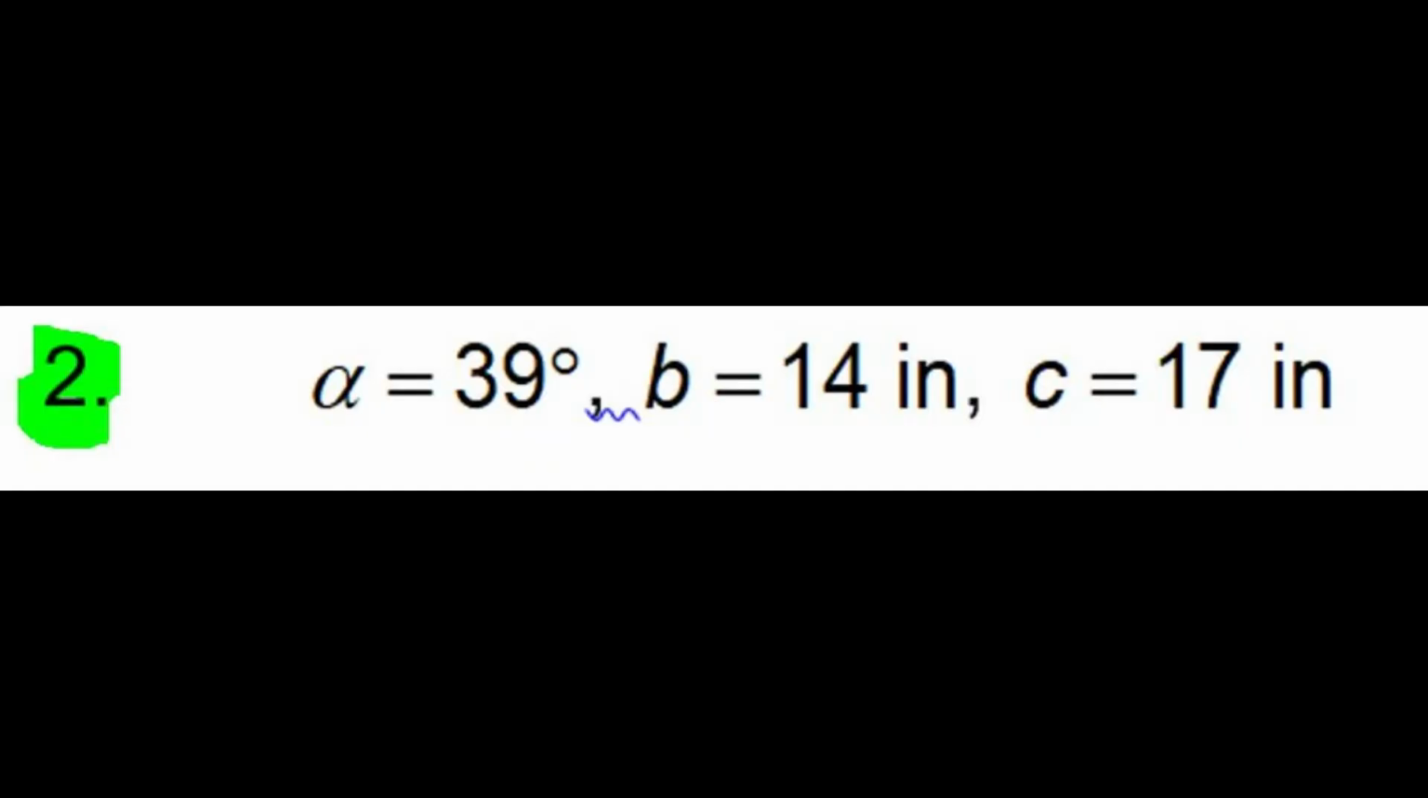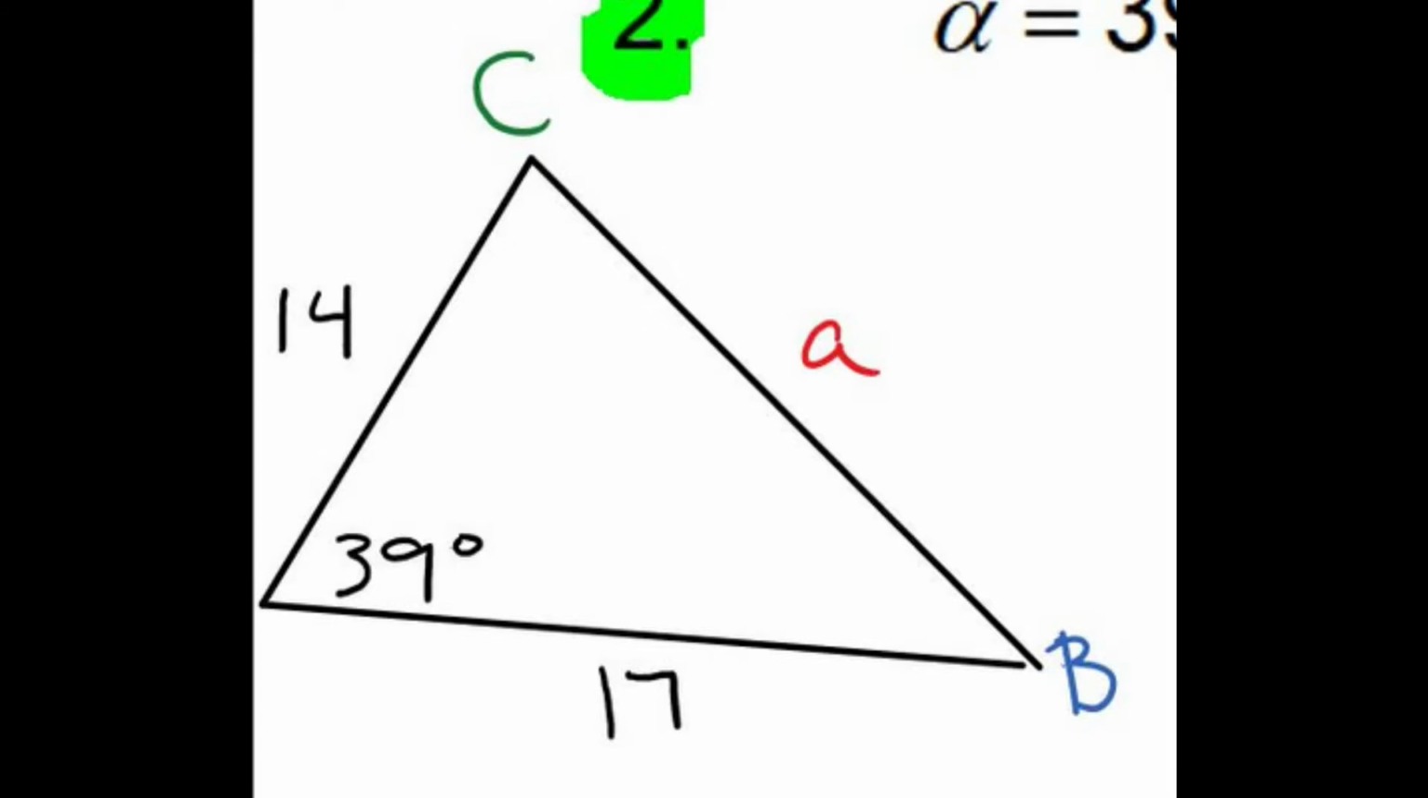Number 2 gives us an angle and a couple sides. If you draw a triangle, which I did over here, we have side, angle, side. You can't really do law of sines until you have a side length and an angle across from it. So at the beginning of this problem, you can't use law of sines until you find that third side. So this one, you have to use law of cosines at the very beginning.